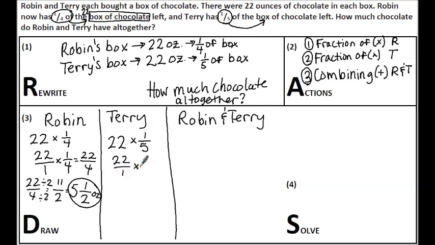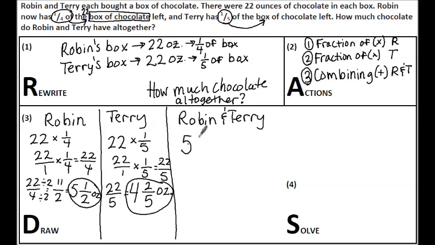Terry only has 1/5 of those 22 ounces. So we put them both in fractional form. 22 times 1 is 22. 1 times 5 is 5. And we have 22/5 as our improper fraction. And a lot of times simpler numbers are easier to work with. So we are going to simplify this to a mixed number. And 5 times 4 is 20. 20 plus 2 is 22. That's how we got 22/5 into 4 2/5 ounces. So we know Robin has 5.5 ounces and Terry has 4 2/5 ounces.